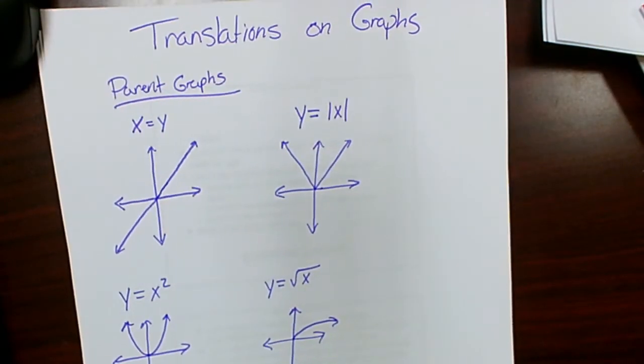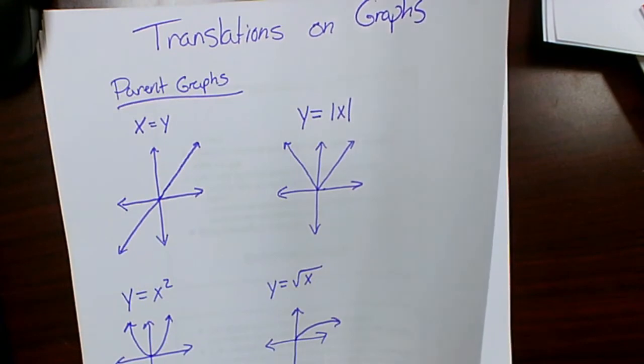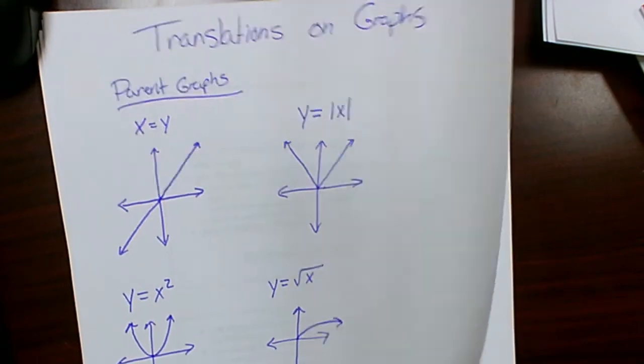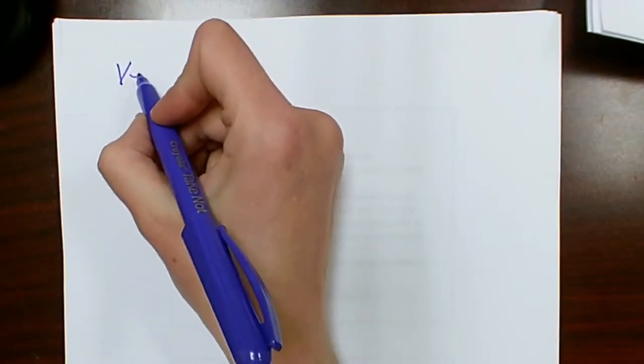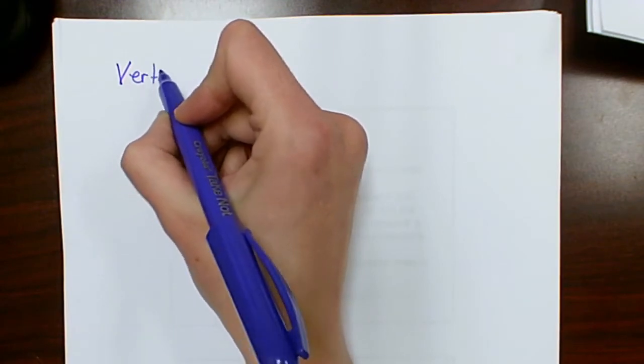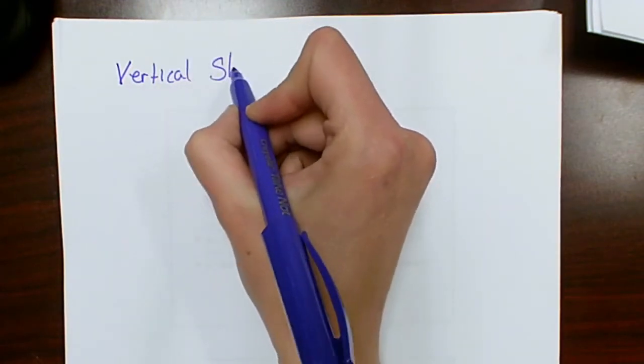Okay, so those are the parent graphs. Remember their shapes. And when we translate, we are just going to do sketches of the graph, not necessarily graphing the points right on. If you want to graph the points right on, I mean, you can be that picky. You can also use a t-table to do so. So the first thing we're going to look at are vertical shifts.